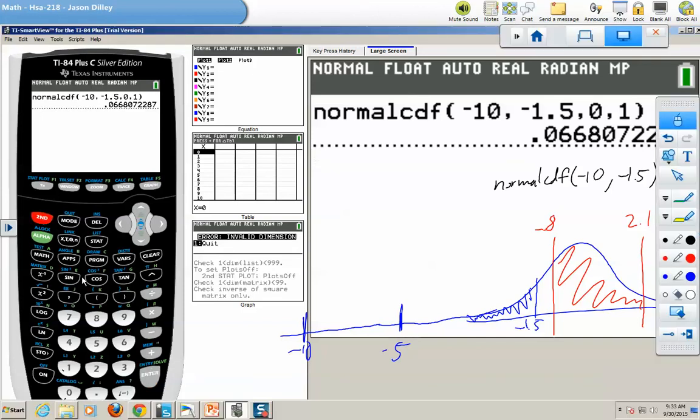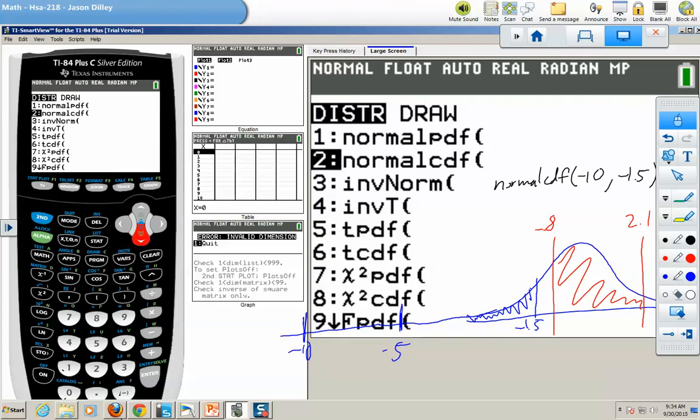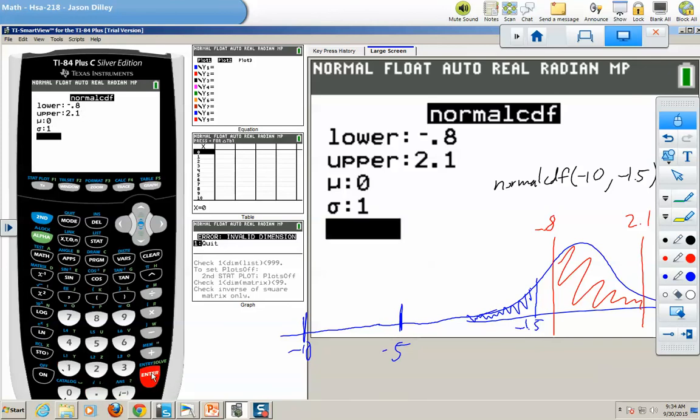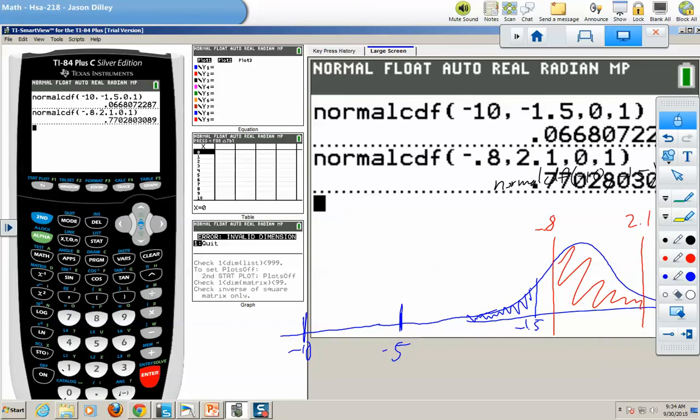Going back to second vars, normal CDF. I want my lower to be negative 0.8, and my upper to be 2.1. Paste it. And then 0.7702. This area in red right here is 0.7702. That's the percentile within that section of the normal model.